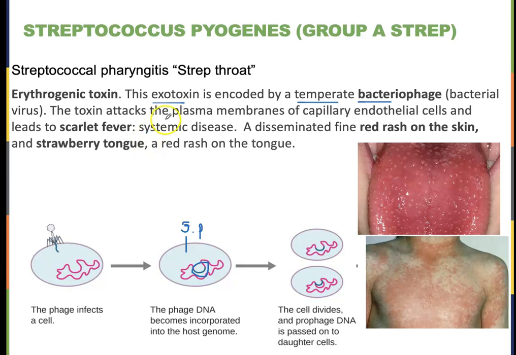And the toxin attacks plasma membranes of the capillary endothelial cells. What is that? That's just the lining of our capillaries, and that can cause scarlet fever, a systemic disease. What you see here in these pictures is scarlet fever. It's not strep throat. Strep throat is going to be a very red, very sore throat. However, when you have it continue and it spreads, then you have a red rash on the skin, and also a very hallmark feature of it is this strawberry tongue. That is a sign of scarlet fever.